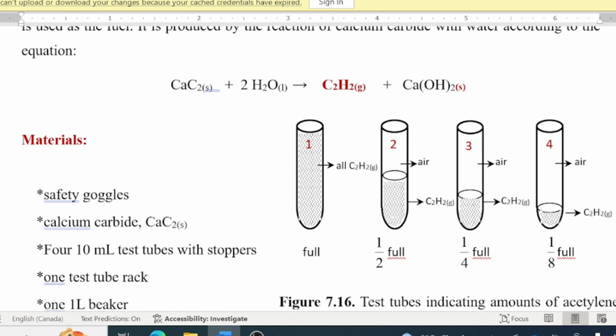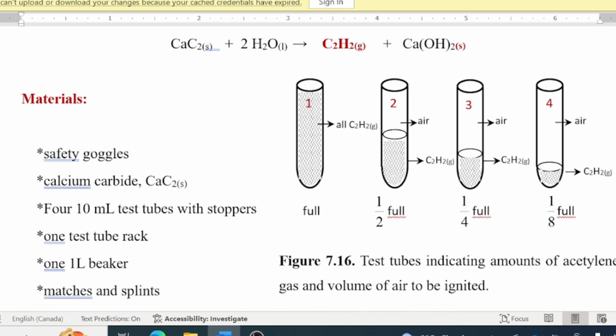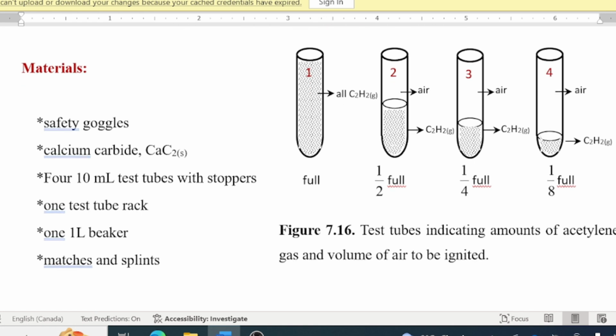So these are the materials here that we'll use. We'll have to use some calcium carbide and water to produce our acetylene gas. We'll need 4 10-milliliter test tubes, calcium carbide, safety goggles, a test tube rack, a 1-liter beaker, matches and splints. So these are all the materials that you need in this activity here.